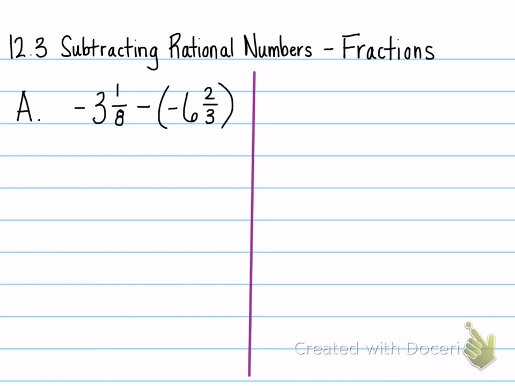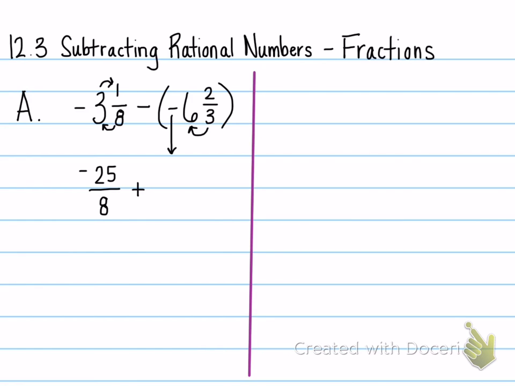Okay, so it is a subtraction problem. We're going to change them both to improper fractions. I know that 8 times 3 is 24, plus 1 is 25. And I'm going to put that negative with the 25 over 8. I'm going to change my subtraction to addition. And then you have to take the opposite of this negative. So the improper fraction that I change is going to be positive.